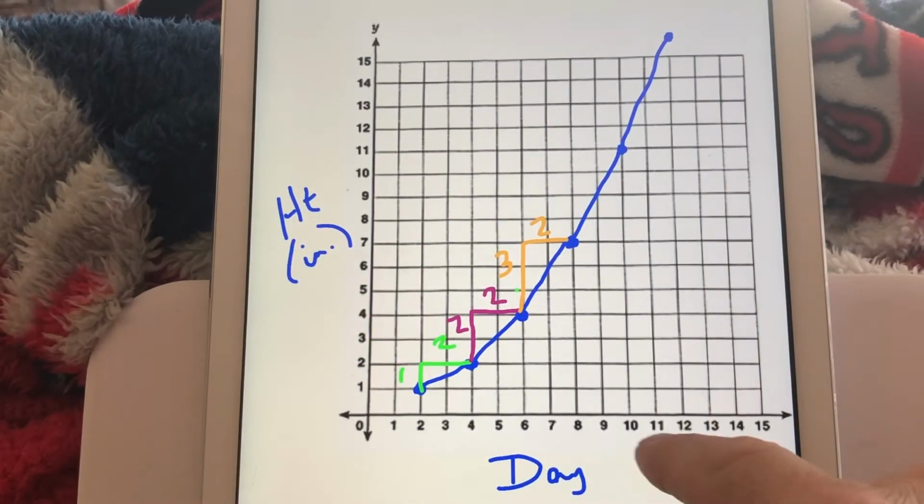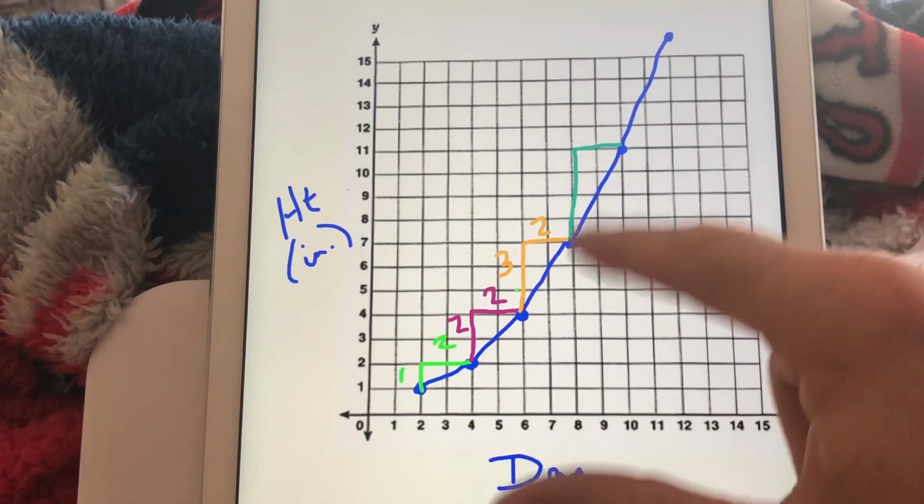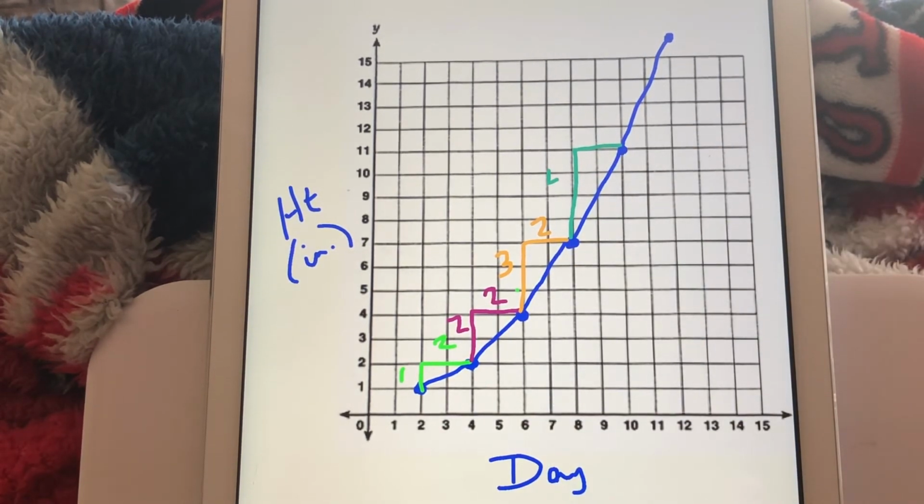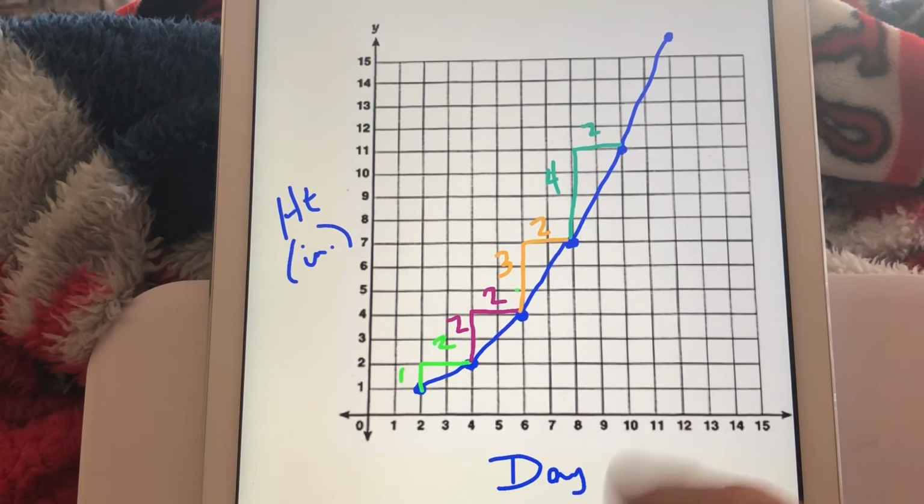So let's look now at the rate of change from day 8 to day 10. All right, so we've got our triangle there. The vertical change is going to be 4 units, okay? The horizontal change is going to, again, be 2. So the rate of change for this plant from day 8 to day 10 would be 2 inches per day, okay? It grew 4 inches in 2 days, which is 2 inches per 1 day, all right?